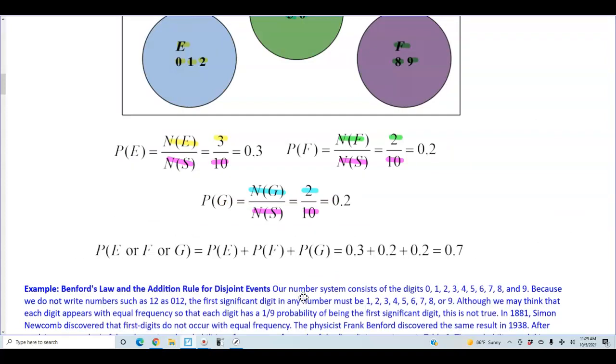Now, if we wanted to find the probability of E or F or G, that means the probability of event E plus the probability of event F plus the probability of event G, which equals 0.3 plus 0.2 plus 0.2, which equals 0.7. So we're adding all of these up to get the probability of 0.7.